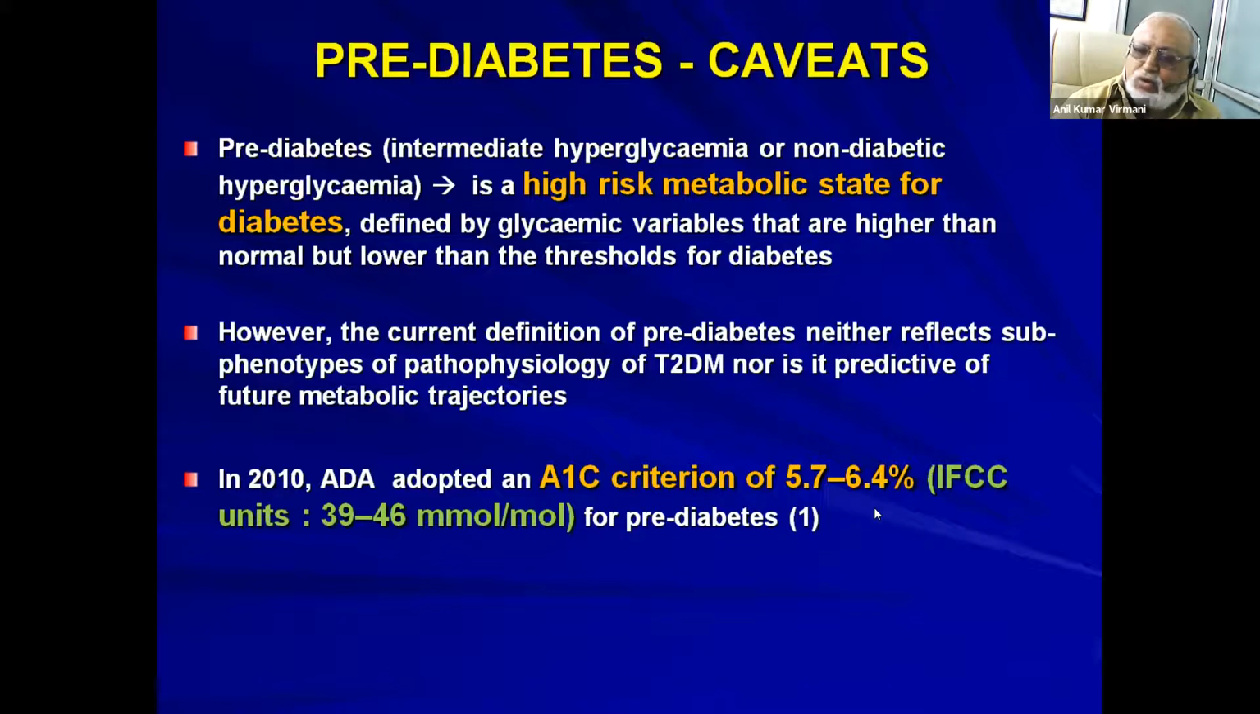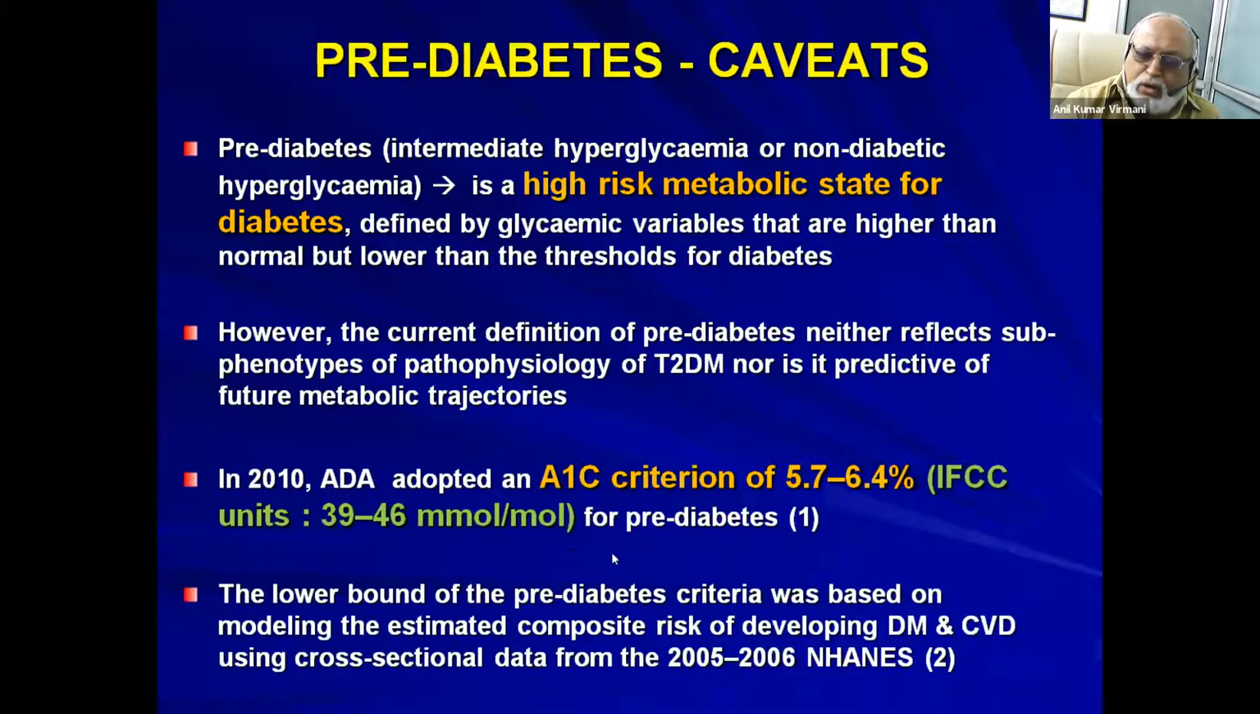Here are the DCCT units, and I believe you're familiar with the IFCC units. That will be 39 to 46 millimoles per mole for diagnosing prediabetes. So the lower bound of this criteria, whether it be 5.7 or 39, was based on the modeling of the estimated composite risk of developing diabetes and cardiovascular disease using cross-sectional data from the 2005 to 2006 National Health Survey.